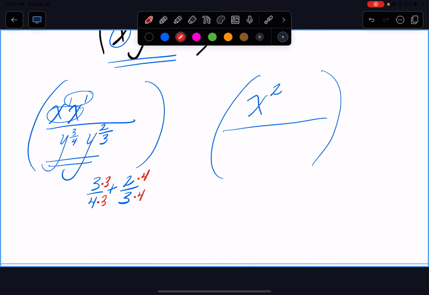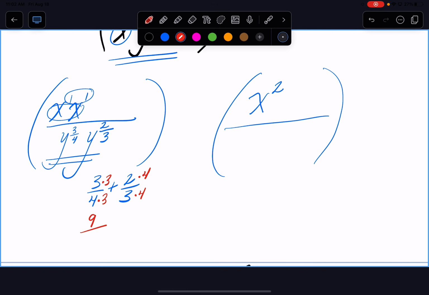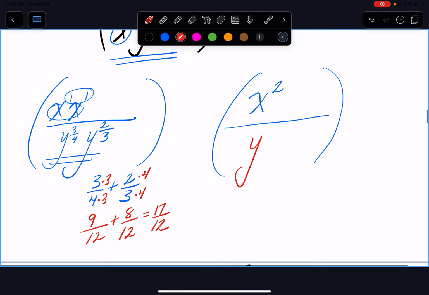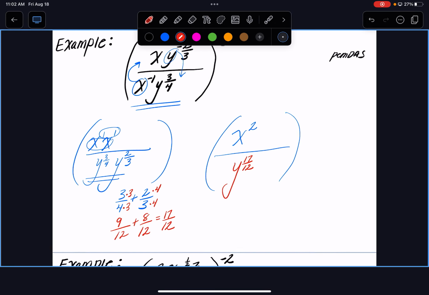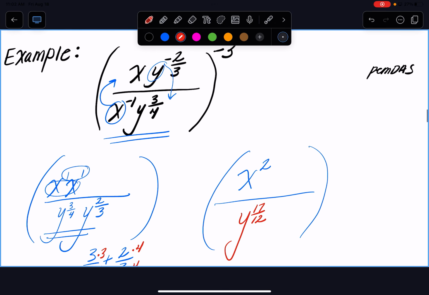And then personally, for my brain, I'm going to rewrite this. This one's 9/12 plus 8/12, 17, which is 17/12. So now I know that y is just one y. That was the point, putting it to be one y. We added our exponents and we got 17/12. We now simplified in our parentheses. Now I have to put the -3 back in because I was focusing there.